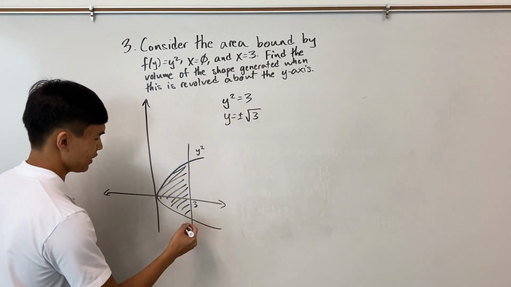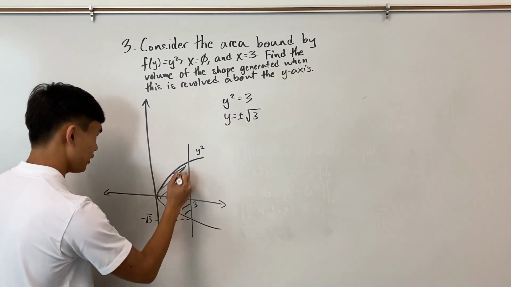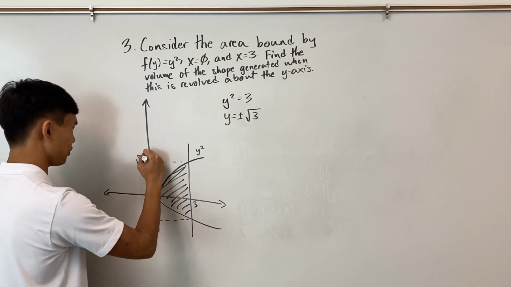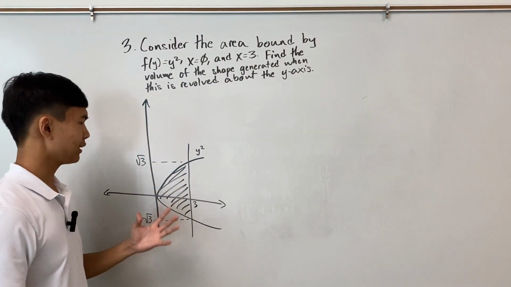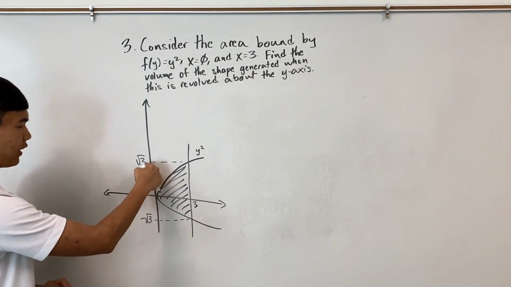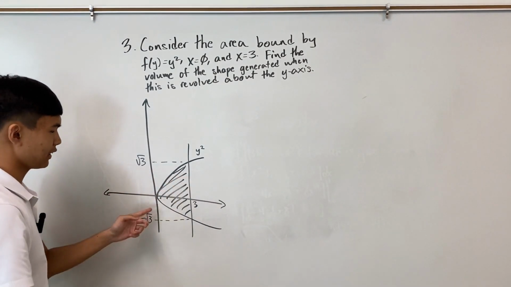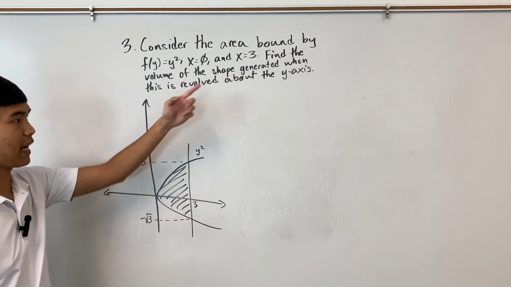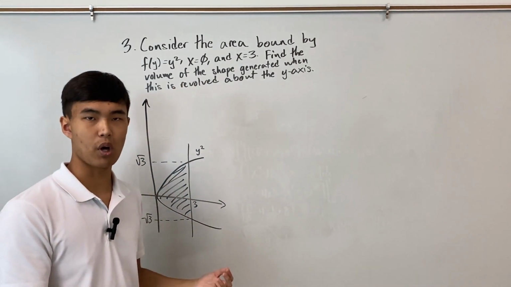So what that means is here is negative root 3, here is positive root 3, and we're going to integrate between these y values. Now let's determine which method we're going to use to find the volume. Well, in the interval negative square root of 3 to square root of 3, this area doesn't touch the y-axis, or our axis of revolution, at all points in this interval. So we have to use the washer method.